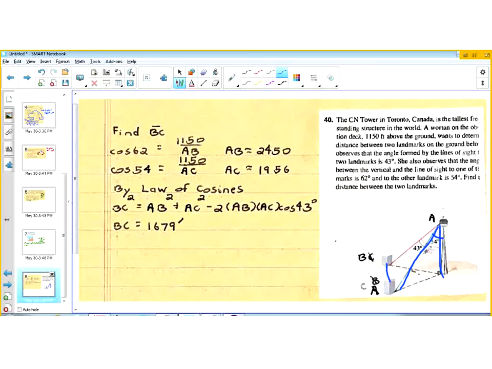Now we want this distance right here, BC. We just use the law of cosines because we know AB, we know AC, and we know the measure of the angle between the two lines. So by the law of cosines, here it is stated for you, and then we just solve for BC, which is 1,679 feet.